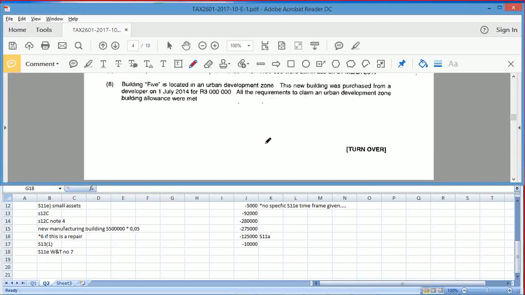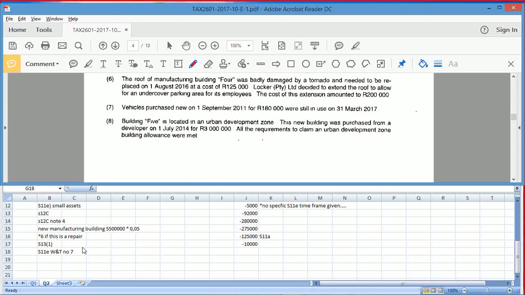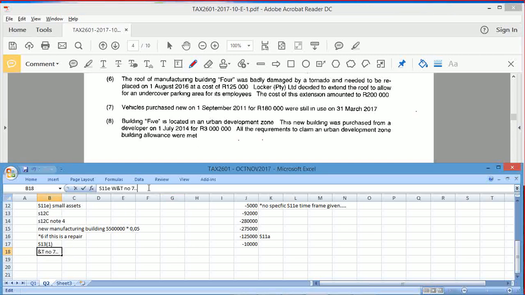Okay, how many years do we have to depreciate this for? 5 years. Yes, sir. Okay, so divide by 5 years. 180. Okay, still in use on the 31st of March. So still in use meaning we still have it. Vehicles purchased new on the 1st of September. Oh, but this is long ago. 2011. Yes. Wow, that's a long time ago. Okay, so 5 years after that is 2016. You're not going to depreciate this. It's going to be zero. Okay. Purchased in 2011.